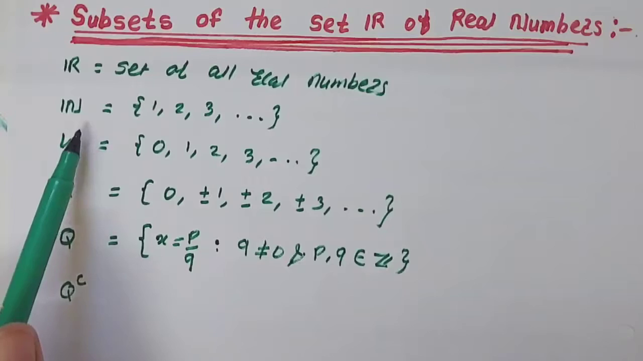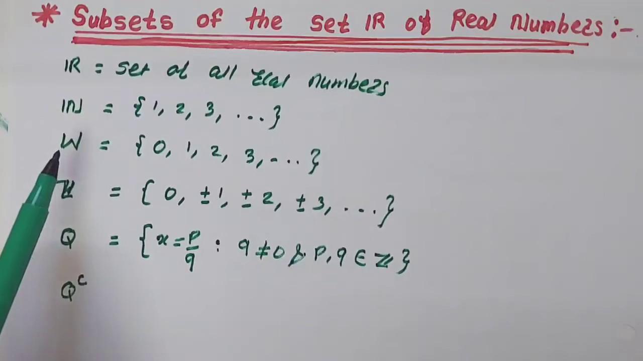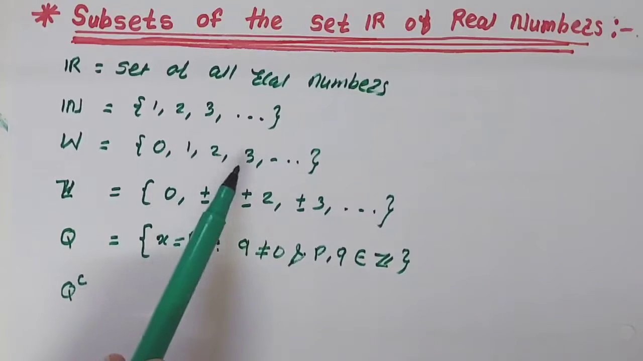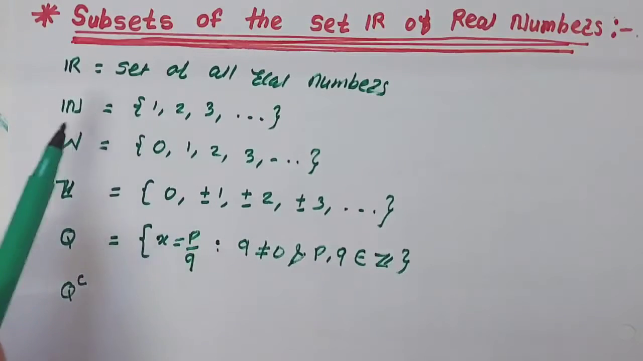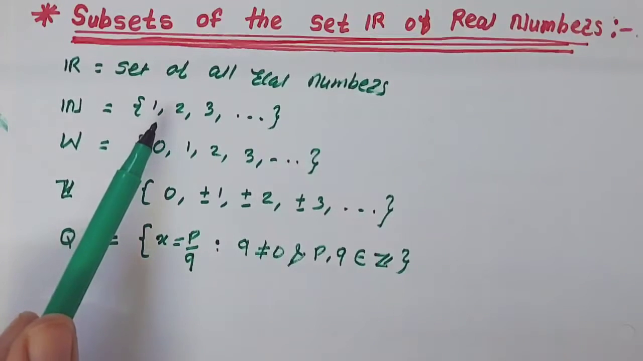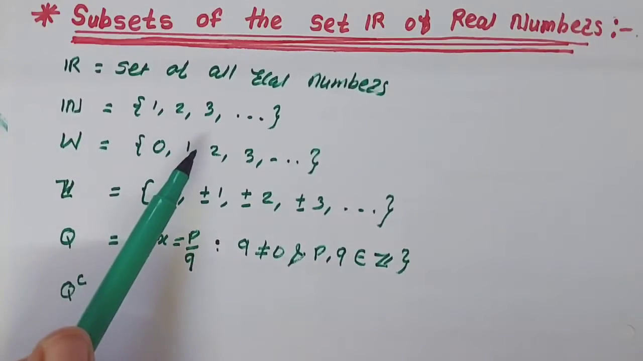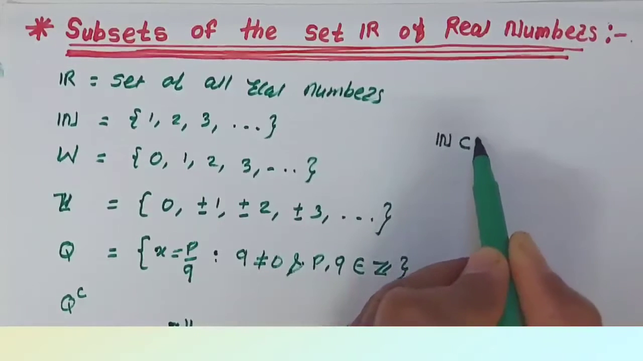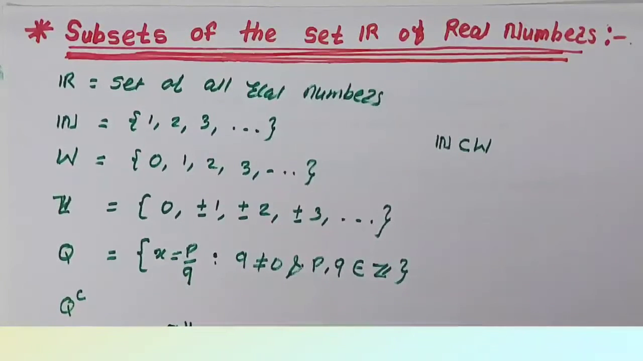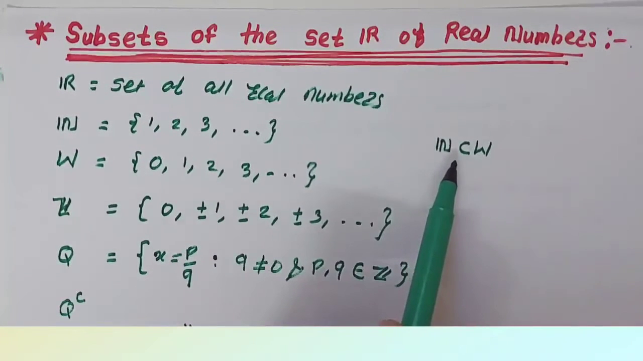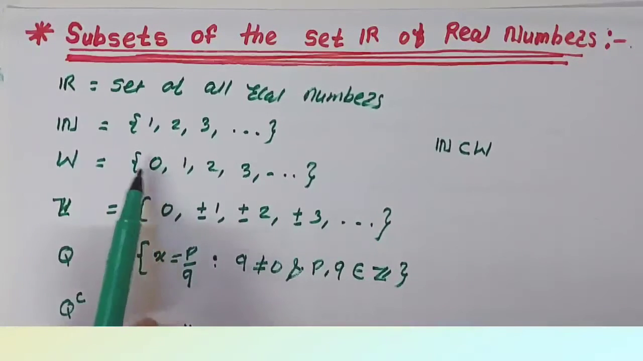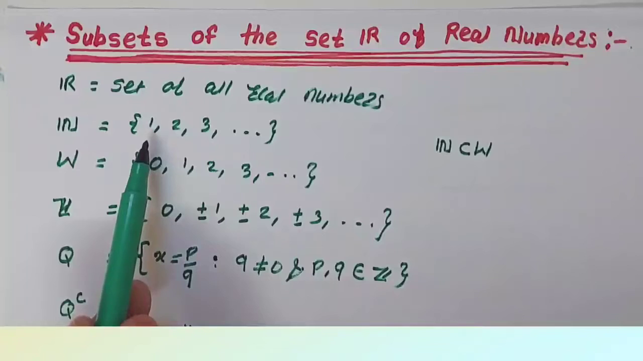If we observe the set of natural numbers and the set of whole numbers, every natural number is contained in the set of whole numbers. So here all the elements of the set of natural numbers are members of the set of whole numbers. So the set of natural numbers is a subset of the set of whole numbers. It's a proper subset. Why proper subset? Because W contains 0 which is not an element of the set of natural numbers.